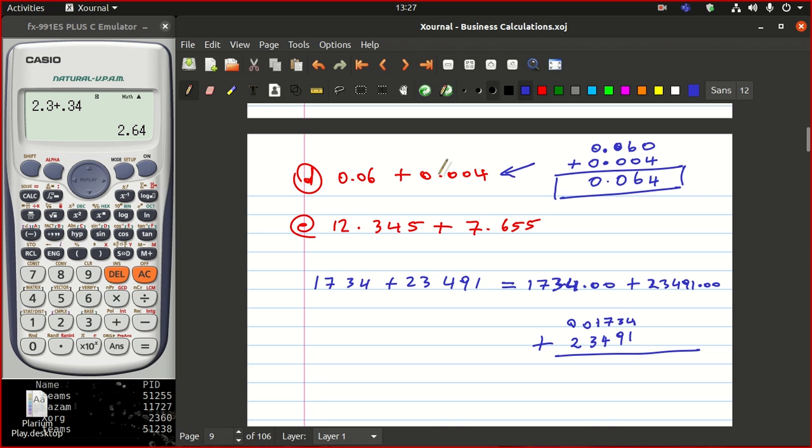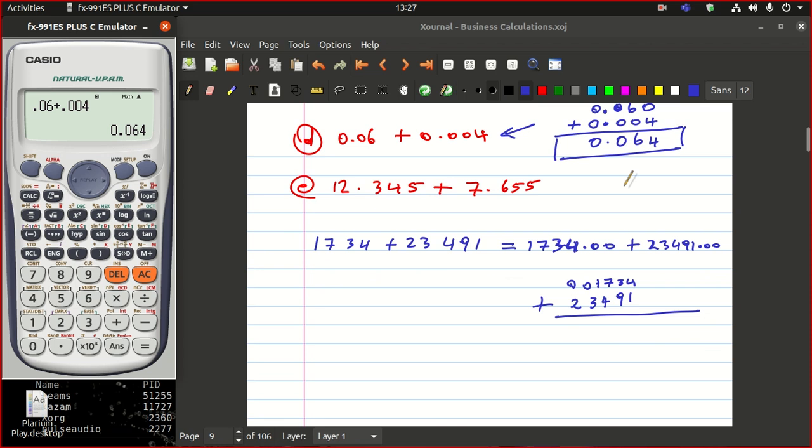So this is the answer to that, or you can check it with a calculator that you have: 0.06, and then you have plus 0.004. You can see that what you are actually getting is 0.064, or just 0.064. So this is the answer to this question.